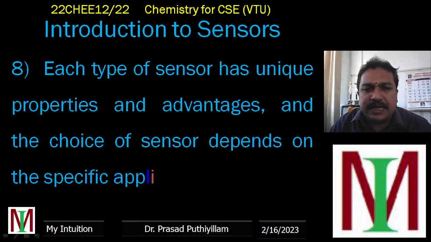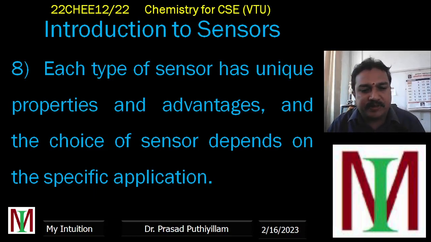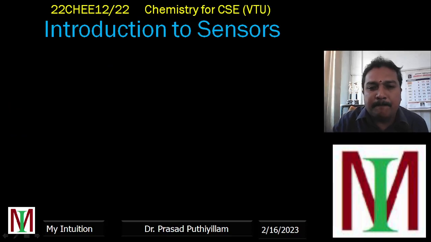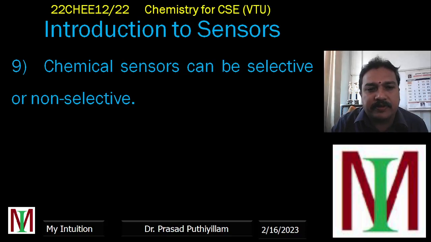Each type of sensor has unique properties and advantages, and the choice of sensor depends upon the specific application. So we can have different types of sensors based on the application that we have. The same sensor is not used for all applications. Different sensors are used for different applications.